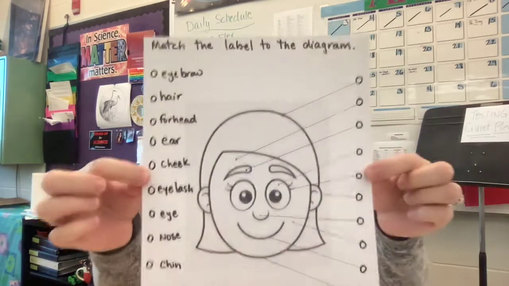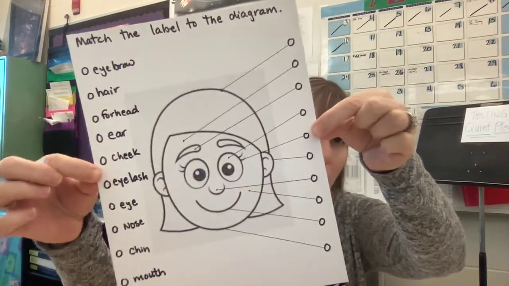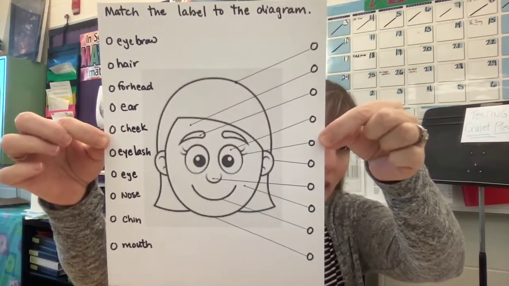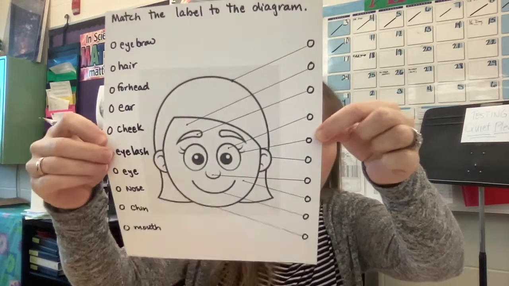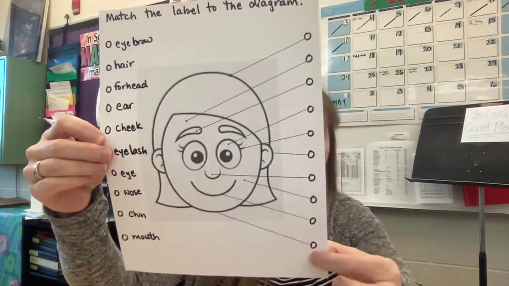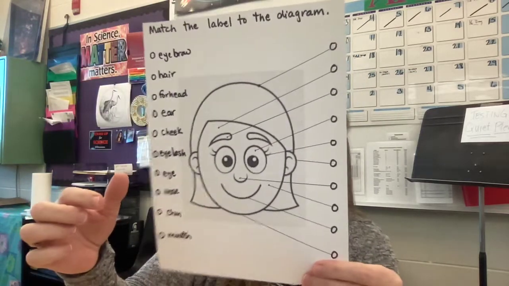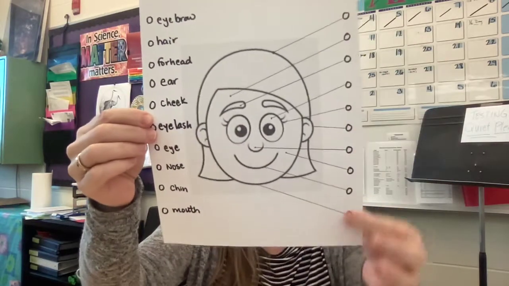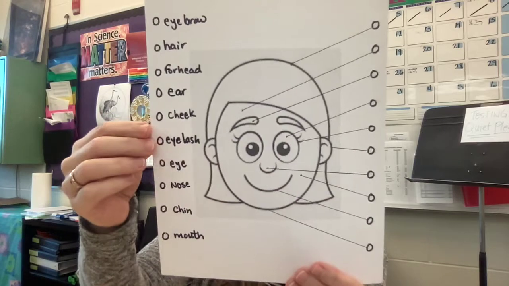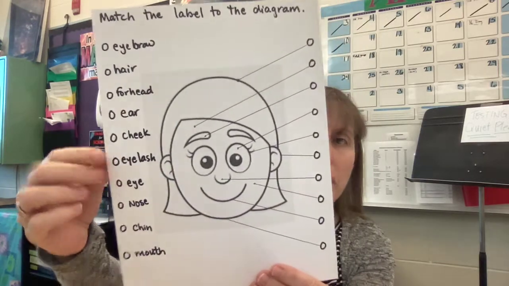The first way is you can use a picture. And what you want to do is match the label to the diagram picture. So you just put one side and the other. Now it's really important that you have the same amount of circles on one side as you do on the other. And it's really important that you mix up your answers a little bit.